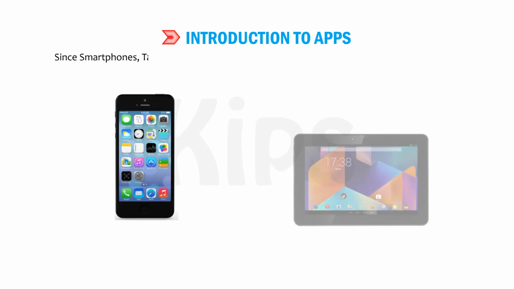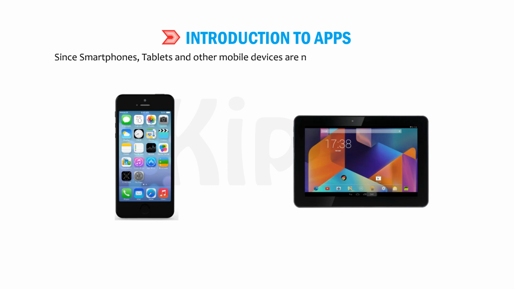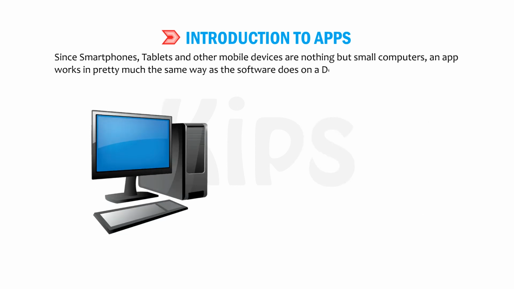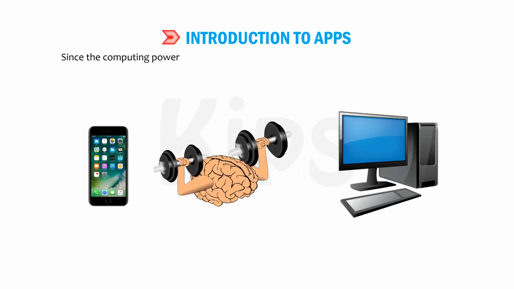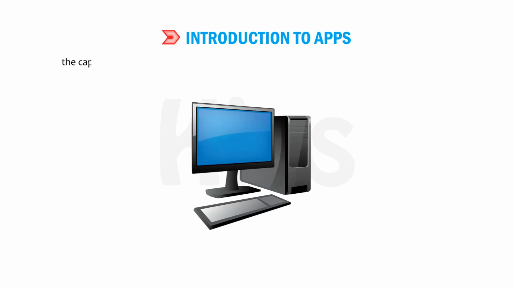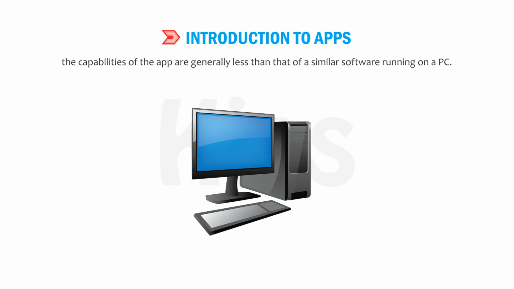Since smartphones, tablets and other mobile devices are nothing but small computers, an app works in pretty much the same way as a software does on a desktop or a laptop. Since the computing power and memory of a smartphone are generally less than that of a standalone computer, the capabilities of the app are generally less than that of a similar software running on a PC.